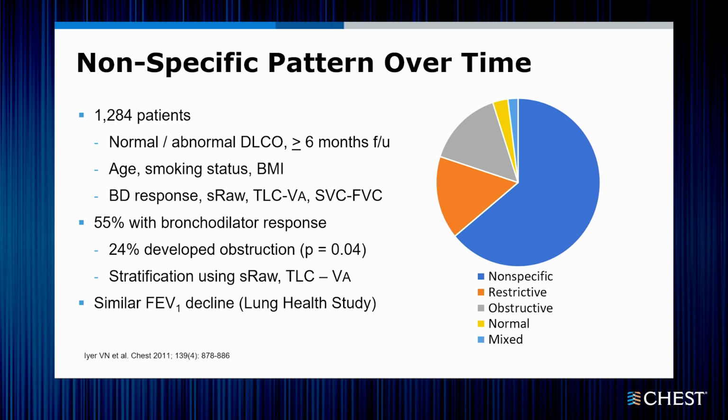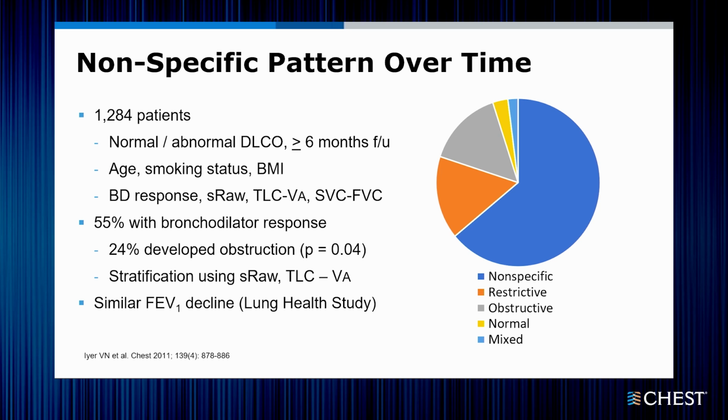Although his definition was really looking at any individual who had spirometry or repeat pulmonary function testing performed serially over the course of more than 6 months, the vast majority of patients in this study had a mean follow-up of 3 years. And what he found was a significant proportion of these patients actually remained nonspecific using this definition, although there was a smaller but significant cohort that progressed to both restriction and obstruction, with a few reverting to normal and a few progressing to a mixed pattern.